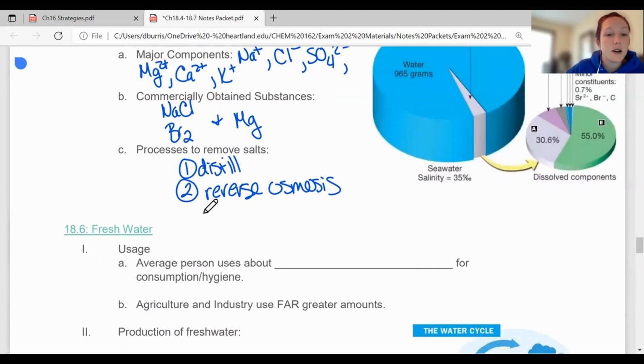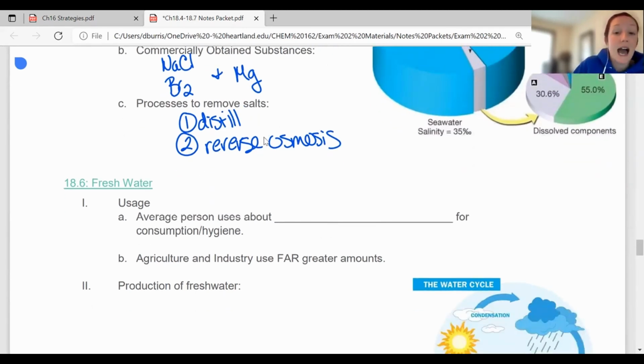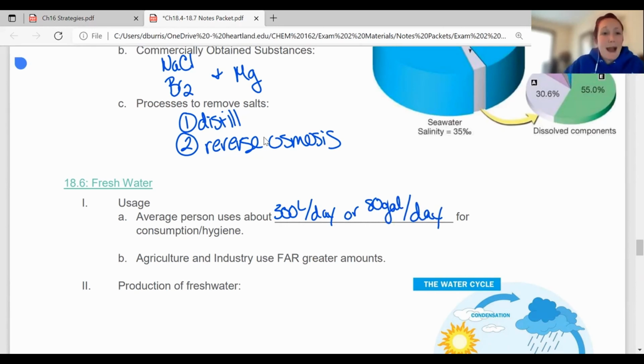So I'm going to switch gears now to fresh water. The fresh water that we do have, an average person uses about 300 liters a day, or about 80 gallons a day, for consumption and hygiene. That sounds pretty accurate if I take a shower and cook and use the bathroom and all of those things. Now, of course, agriculture and industry use way more than that of our fresh water.